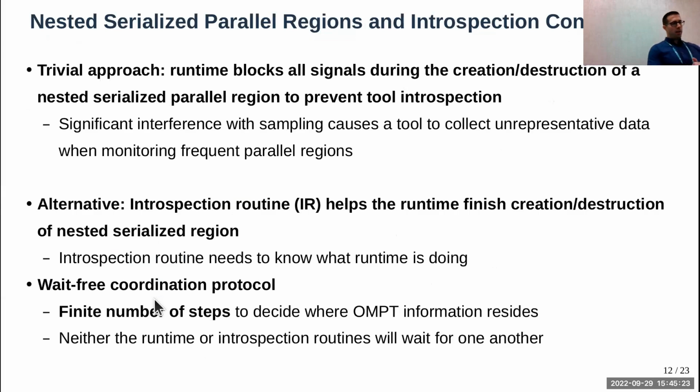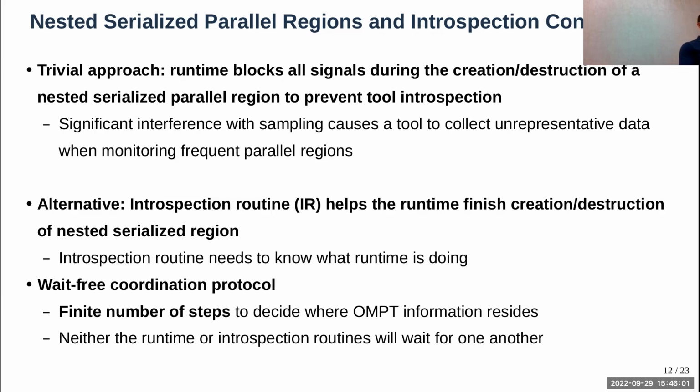On the other hand, the tricky part is how to provide information about a nested serialized parallel region. A trivial approach would be to block signals while a thread is entering or exiting the region, so introspection is not possible by a tool. However, this might introduce significant interference with sampling that causes a tool to collect unrepresentative data. An alternative approach would be that introspection routines try to detect when the runtime is creating or destroying a region and finish up the creation or destruction instead of the runtime.